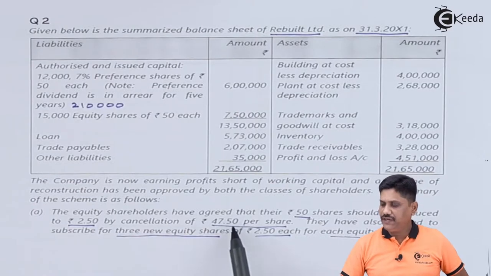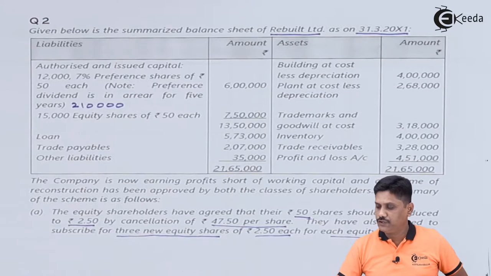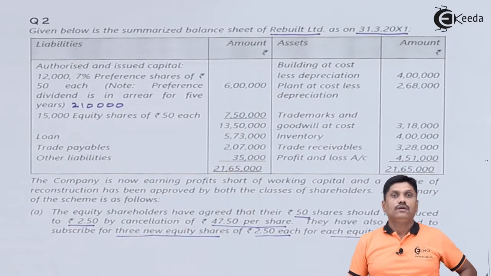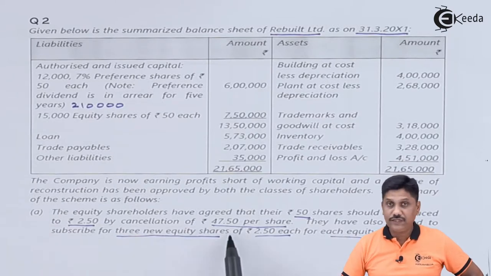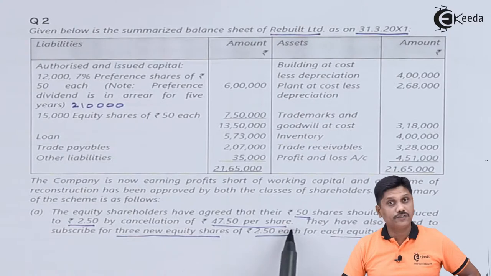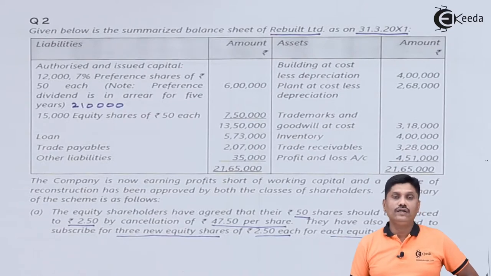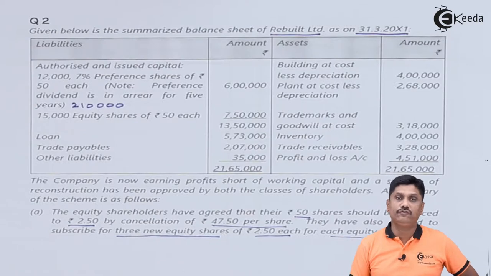Equity shareholders have agreed that their rupees 50 share should be reduced to rupees 2.50 by cancellation of 47.50 rupees per share. So there is a cancellation of equity capital and that amount we will transfer to capital reduction. So my entry will be old capital account debit to new capital account. Old capital is of 50, new capital is of 2.5. The difference we will transfer to capital reduction. So let's do the entry.